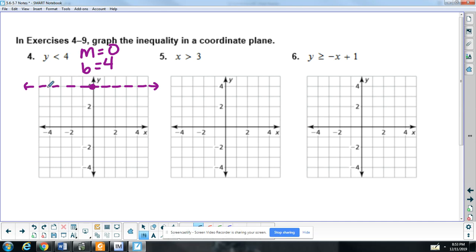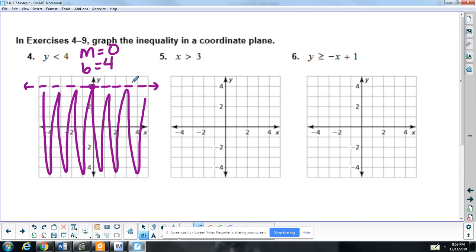Now it comes to this dashed line. I know it's dashed because my inequality sign is just a less than. It's not equal to. So I'm going to have this dashed line. Next, I need to shade. So again, I'm looking at my inequality sign. It says less than 4. Less than means we're going to shade below this line. So everything below that line gets shaded. So this graph tells me anything under this line is a solution to this inequality, but not what's on the line, just anything below it.